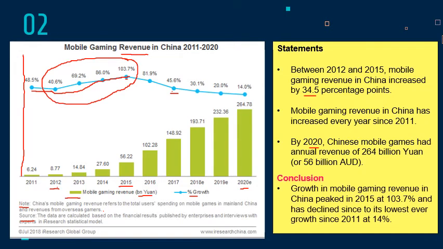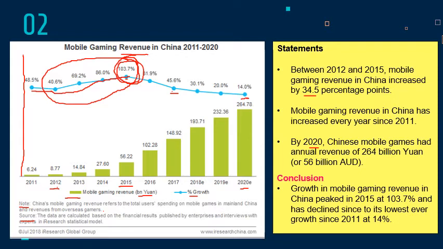Okay, this is my conclusion now. Growth in mobile gaming revenue in China peaked in 2015 at 103.7%, and it's declined to its lowest ever growth since 2011 at 14%. So over this period, even though it's had growth every year and it had this really massive growth, like doubling in 2015, its growth has slowed down.